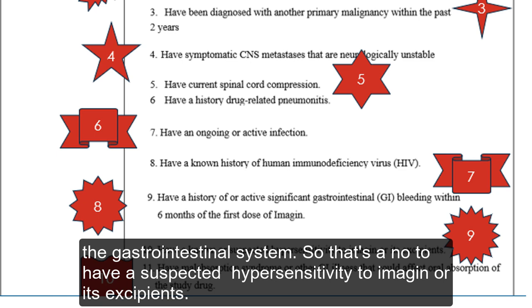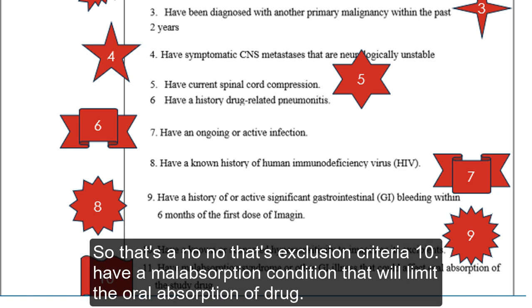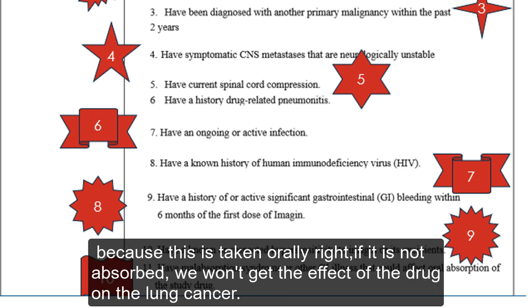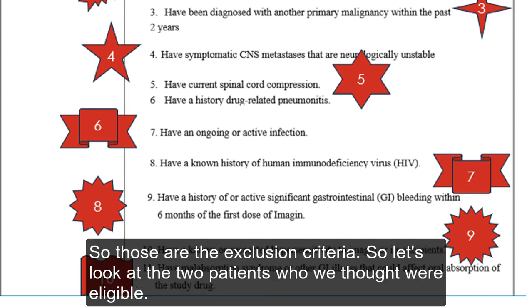Next, have a suspected hypersensitivity to Imagine or its excipients. So if the patient reacts to the drug, like let's say a severe allergic reaction, the patient cannot take the drug, right? So that's a no-no. Have malabsorption conditions that will limit the oral absorption of Imagine, because this is taken orally, right? And if it is not absorbed, we won't get the effect of the drug on the lung cancer, and then the data will be affected. So those are the exclusion criteria.